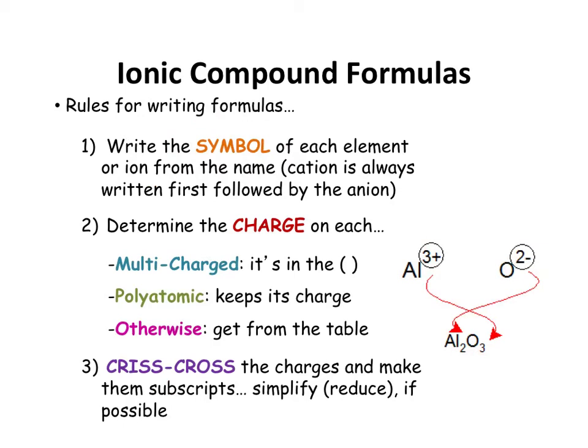So if you are writing a formula for an ionic compound, it's always the same steps all the time, no matter what. You do the symbols, charges, crisscross. Simplify if you can. That's always the same, no matter if it's multi-charged or not. Those are the steps you follow. Symbols, charges, crisscross, simplify if you can.